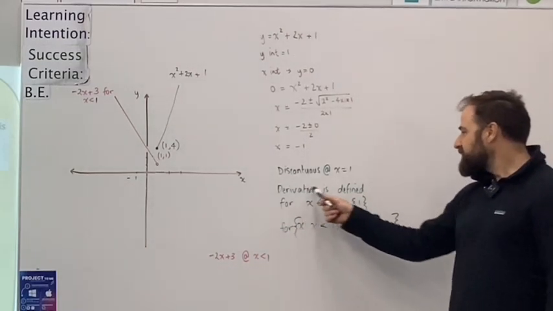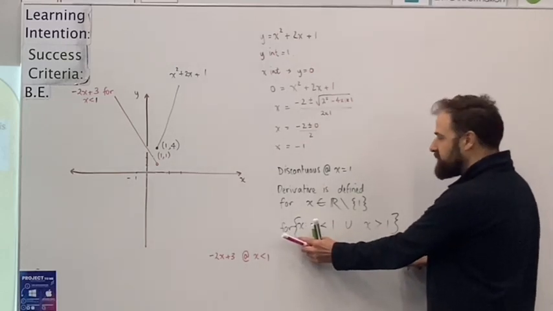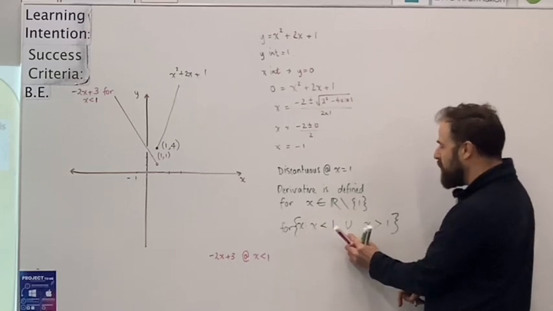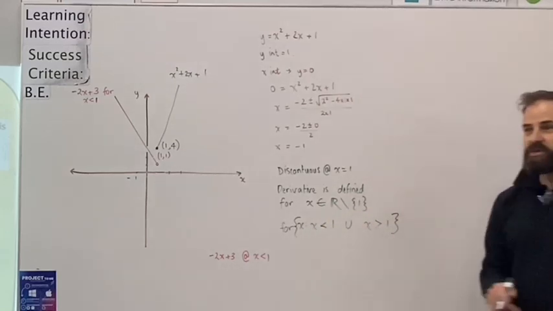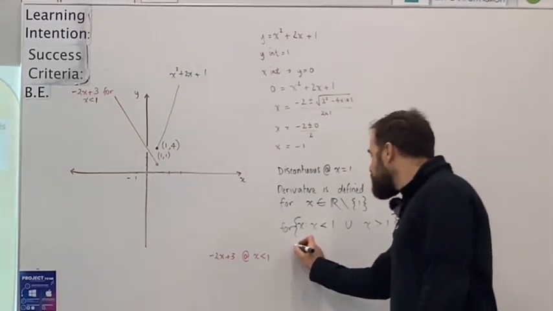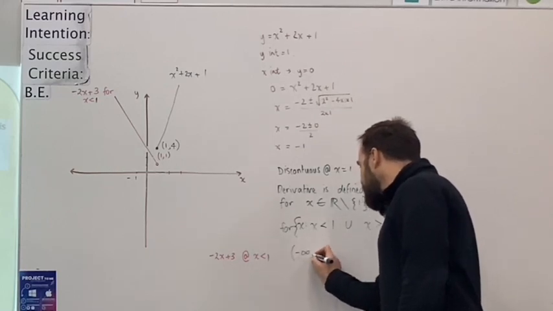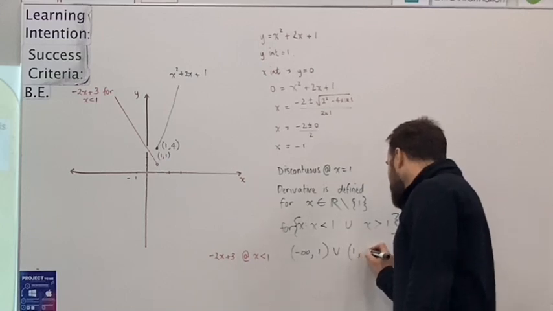So this says the derivative is defined for the set of values, curly brackets for a set of values, that includes x such that x is less than 1 or x is greater than 1. I could do it that way. How else could I do this? Negative infinity up until 1, or 1 to infinity.